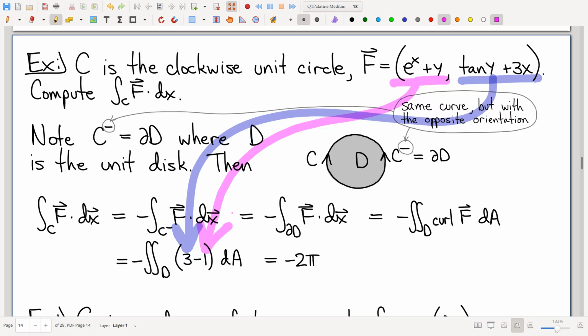Integral of 2 over the disk. Don't forget your minus sign. A little bit of arithmetic. And your answer is minus 2 pi. Everybody happy?